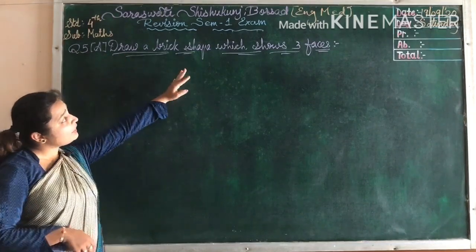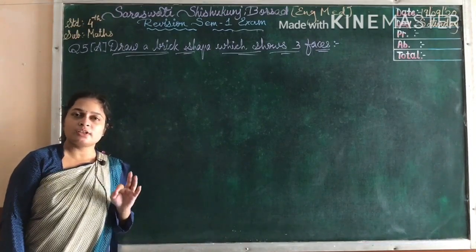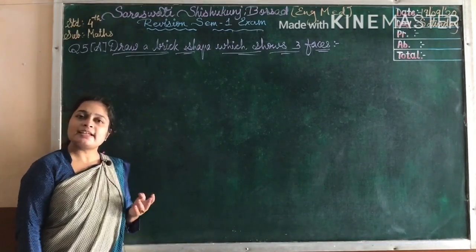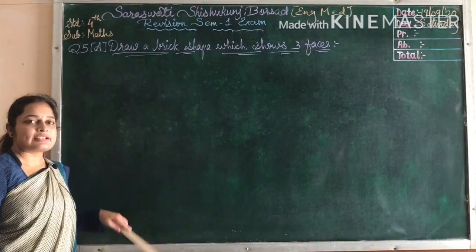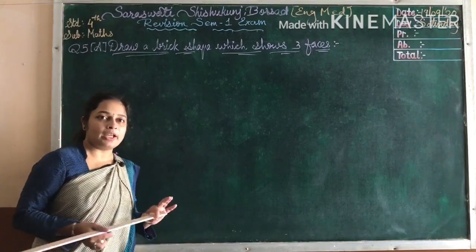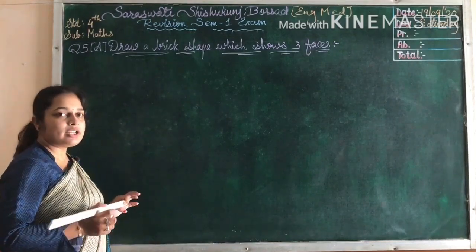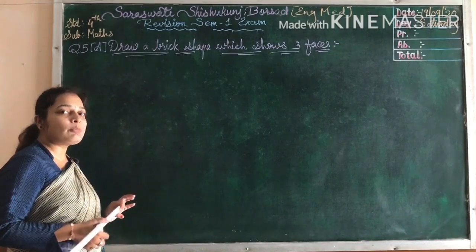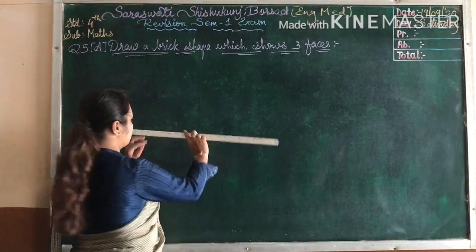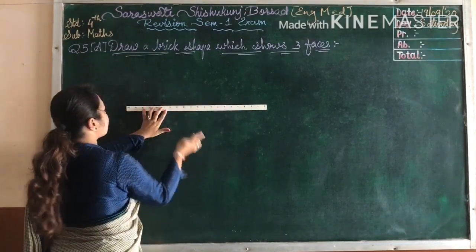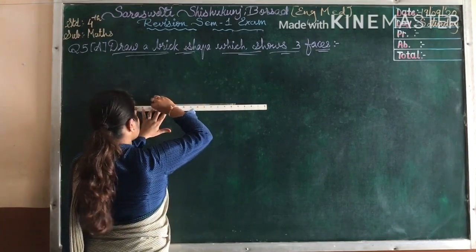Heading is draw a brick shape which shows 3 faces. We have seen this question, right, in online class. So let's see this. For this we require scale, right? So let's use scale and then draw a brick shape. You all know that brick shape is solid shape. So here it is cuboid. We have to draw here cuboid shape. For that we require to draw first of all rectangle. So we will draw first rectangle.